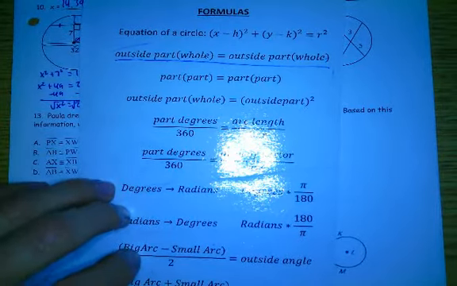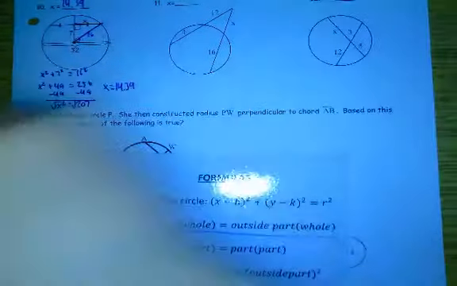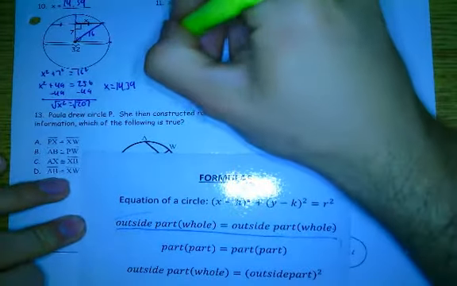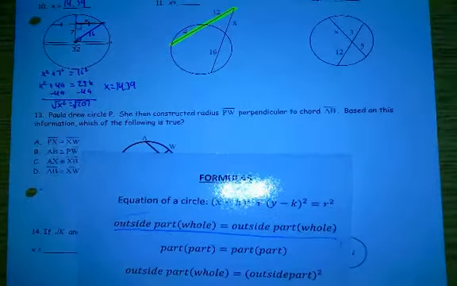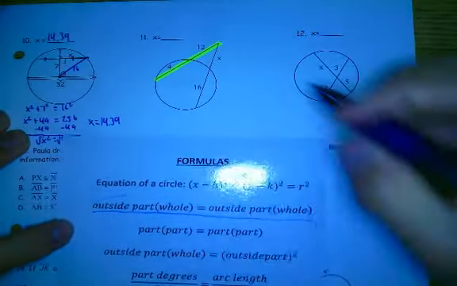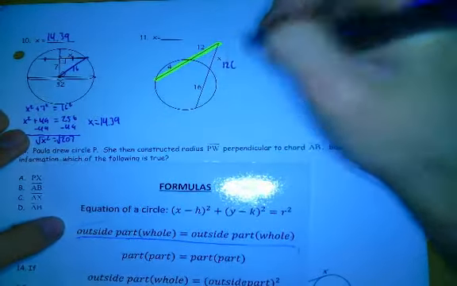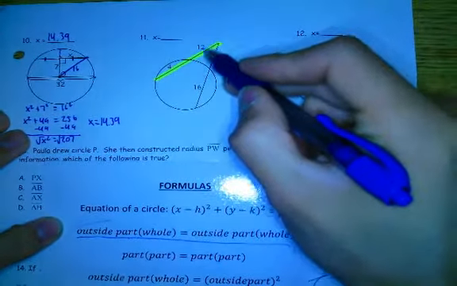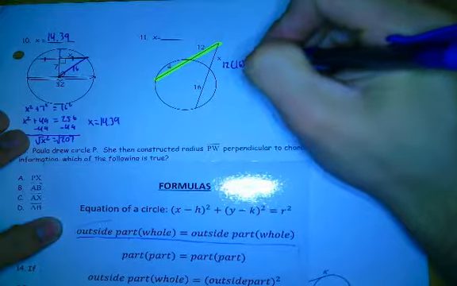So according to the formula, I have to take the outside part, so I'm going to say 12. And then I multiply by the whole secant. So the whole secant is 12 and 4, that's 16. It says that's equal to the other one, which is this one right here. Well, the outside part of it is x, but the entire thing is x plus 16.